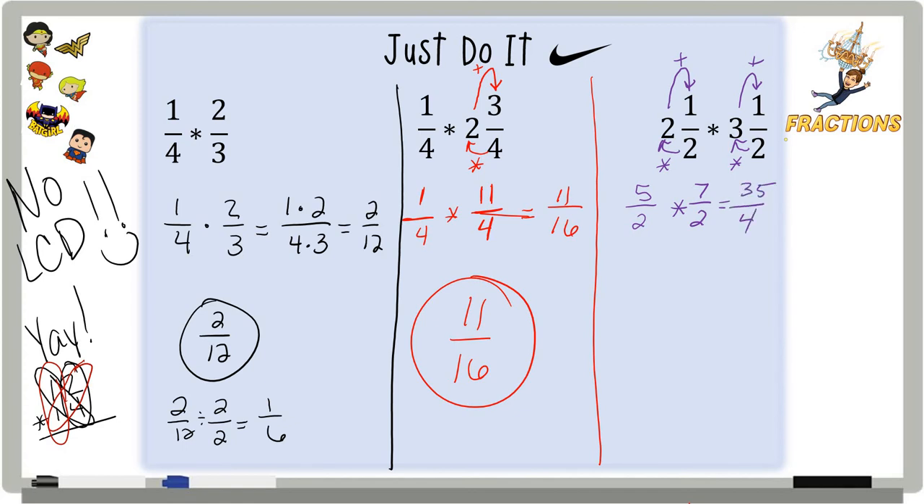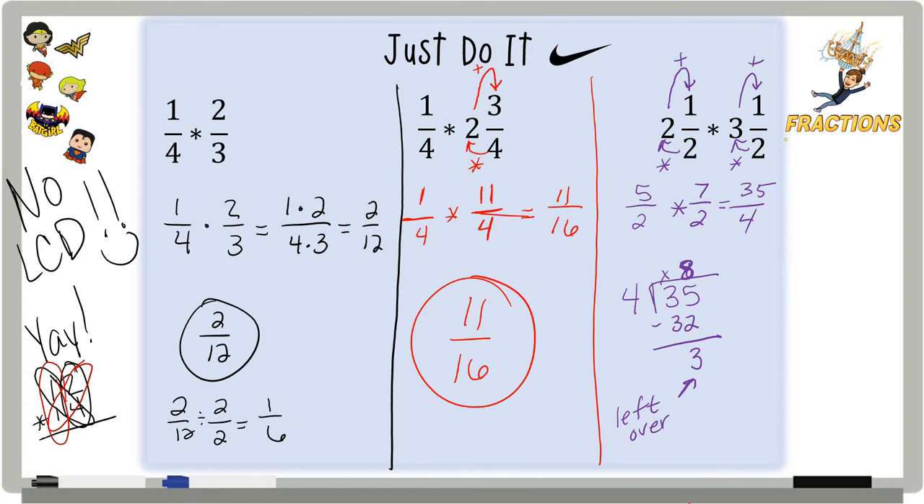But I can't leave it like this because it's improper. So I'm going to convert back into a mixed number. So what that means is I'm taking these 35 pieces and I'm putting them into groups of 4. So I have 35 pieces and I'm dividing them into groups of 4. Well, 4 can't go into 3, but it can go into 35. And it goes into 35 8 times. So that means I can make 8 groups of 4. When I do that, I use 32 pieces. And when I use those 32 pieces, I have 3 left over.